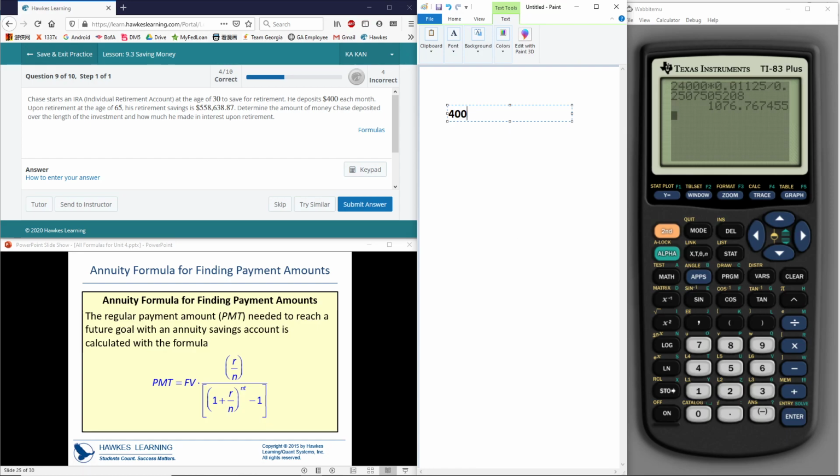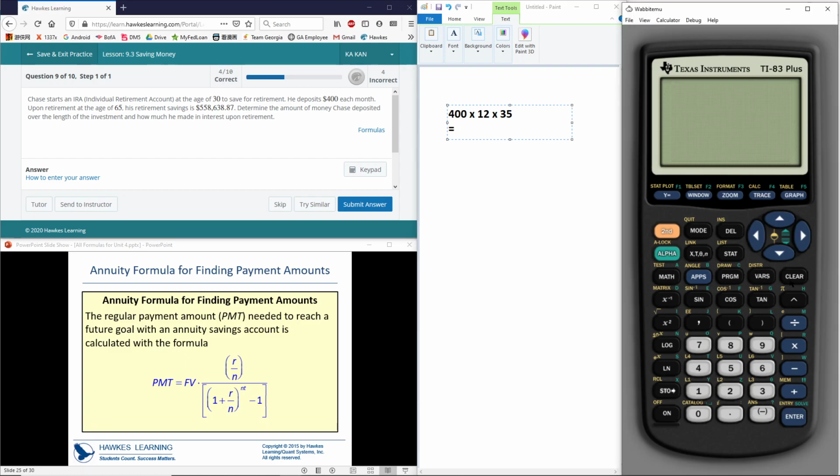All you gotta think about is this. He deposited $400 per month. You multiply that by 12. That's how much he put into the account per year. And he did that from 30 years old to 65. That's 35 years. Just multiply. So let me use the calculator. 400 times 12 times 35, and I have a good $168,000. That's how much he paid in.